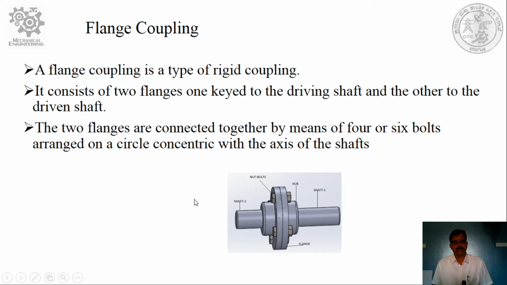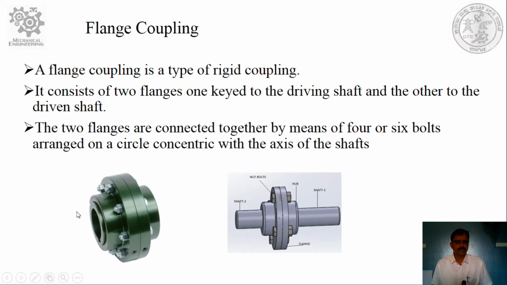The two flanges are connected together by means of 4 or 6 bolts arranged on a circle concentric with the axis of the shafts. Now here we can see the original picture or a view of a flange coupling. It consists of the two flanges and the keyway here, and bolts and nuts are there to fasten the two flanges, and the keyway is provided to insert the key between the shaft and a hub to fasten on the shafts.